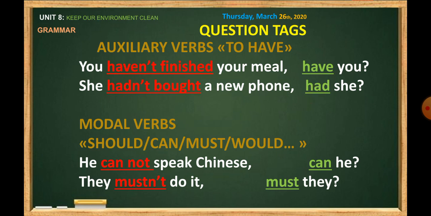Okay, nice. For the modal verbs should, can, must, would, etc., we have: he cannot speak Chinese, can he? You finish with just the not and nothing else. They mustn't do it, must they? It's the same thing. Nice.